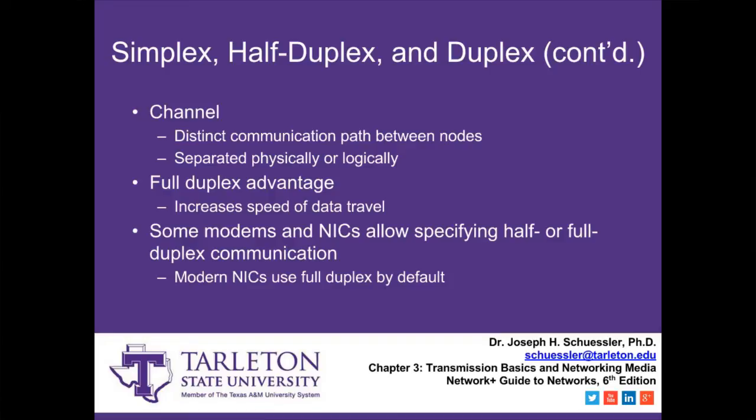Something else you need to be aware of is this concept of channel. It's a distinct communication path between nodes, and they can be separated either physically or logically. In other words, we can have physical separate data paths for data to be able to go through, or it can be logical. In other words, we can have multiple channels within a single physical data path. The advantage to full duplex is an increase in speed of the data. Some modems and network interface cards allow for specifying half or full duplex communication, but most of them use full duplex by default anymore.